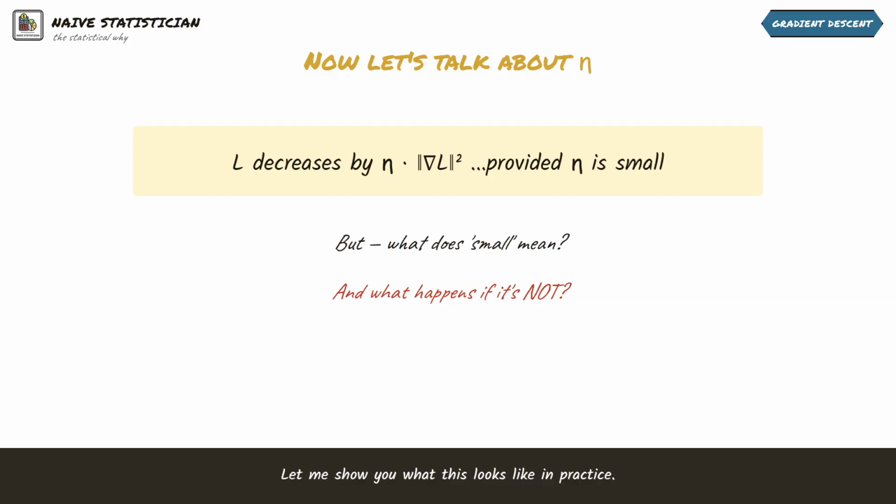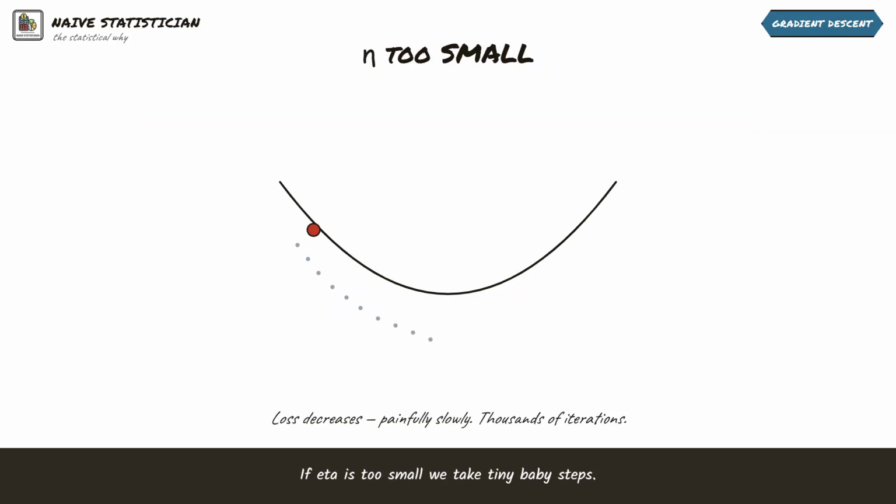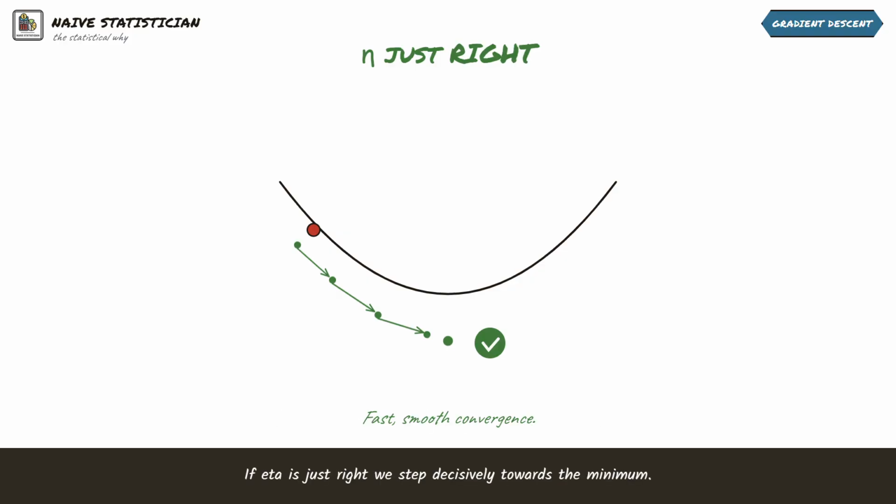Let me show you what this looks like in practice. Picture our loss ball again. We start somewhere on one side. If eta is too small, we take tiny baby steps. We do move downward. Every step decreases the loss, but it takes forever. We need thousands of iterations to crawl down a simple parabola. Eta too small means slow convergence. If eta is just right, we step decisively towards the minimum. A few dozen steps and we are there. Eta just right means fast convergence.